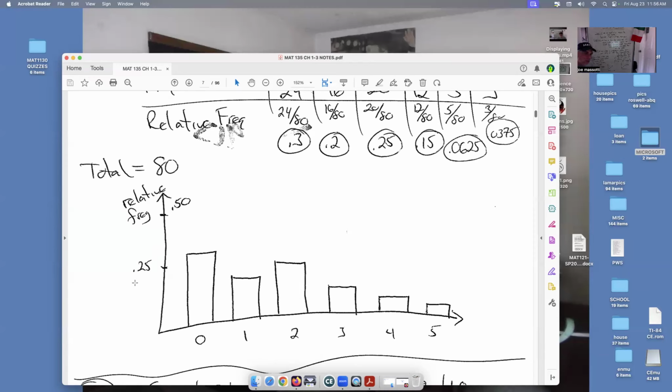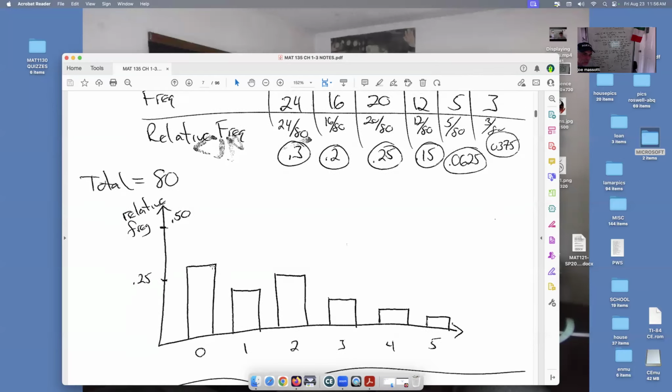Now, if I put frequency on this vertical axis, the relative sizes would be the same, right? Because 24 is going to give us 30%. Again, 16 is less than 24. The highest frequency is 24. The next highest frequency is 20. So if you did a frequency chart here, you get the same shape. The only difference would be the numbers on this vertical scale.